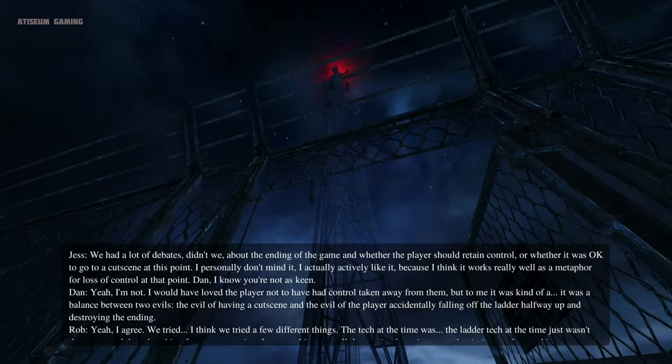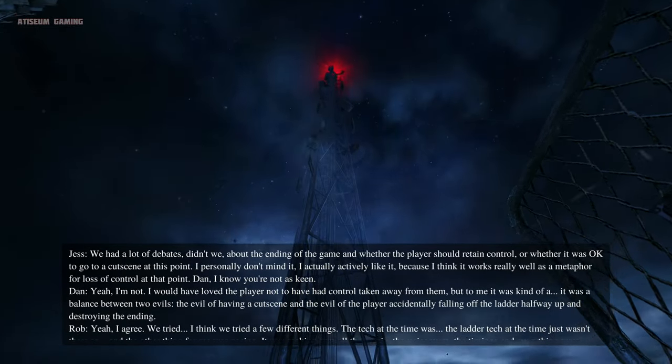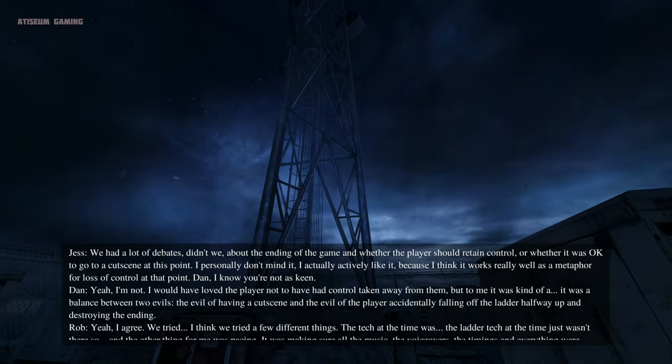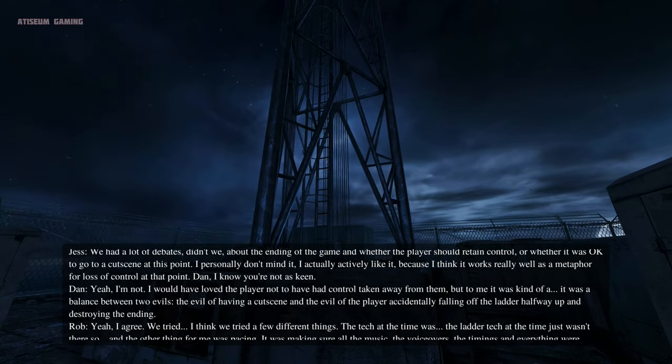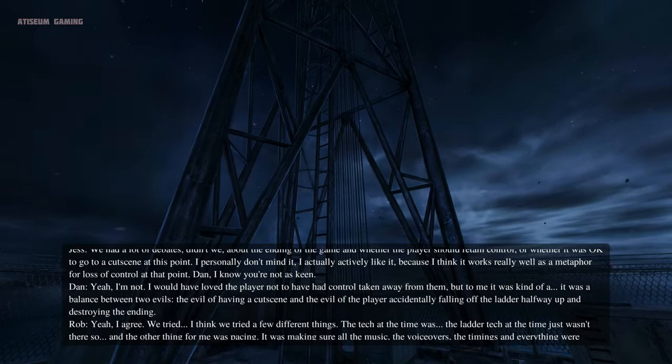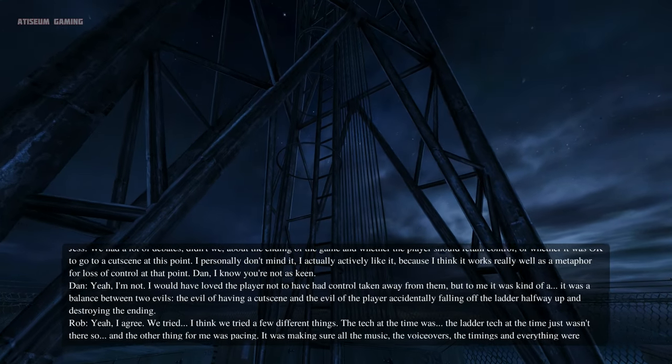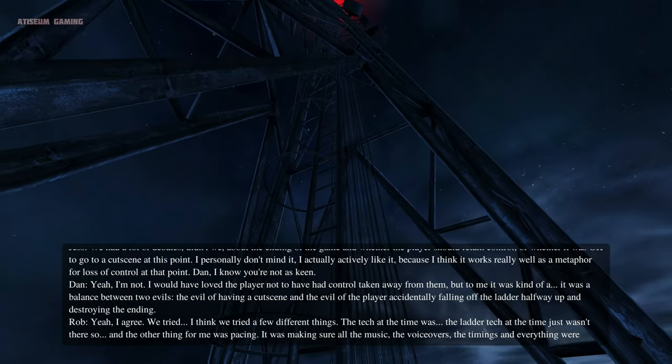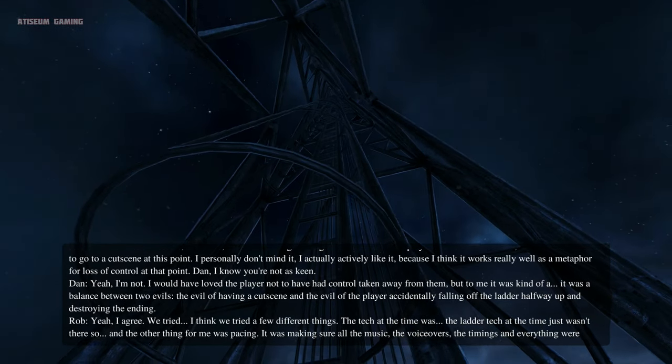We had a lot of debates, didn't we, about the ending of the game and whether the player should retain control or whether it was okay to go to a cutscene at this point. I personally don't mind it. I actually actively like it because I think it works really well as a metaphor for loss of control at that point. Dan, I know you're not as keen.